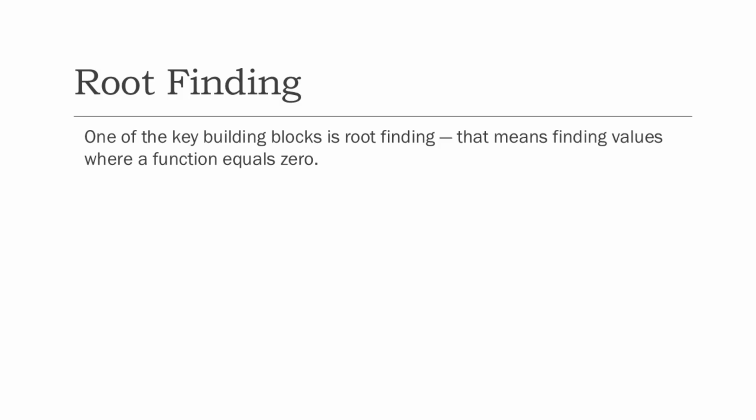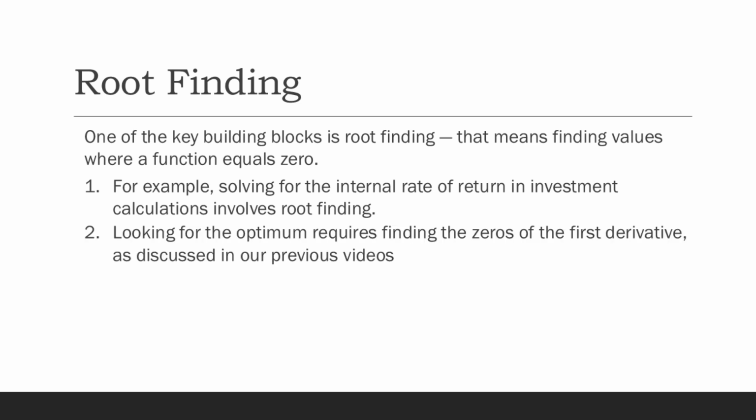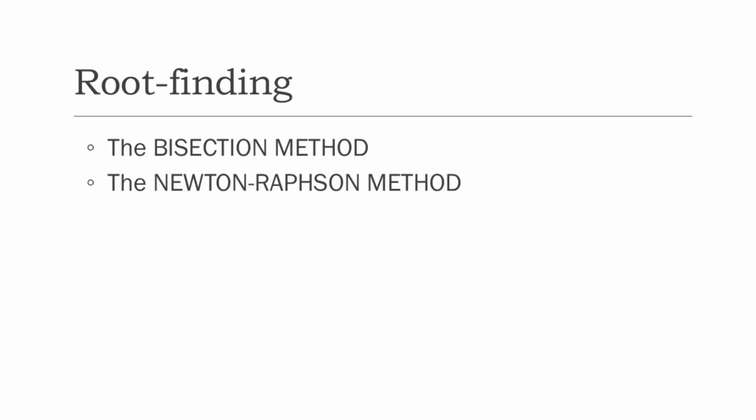We move on to root finding. One of the key building blocks in numerical analysis is root finding. That means finding values where the function equals 0. For example, solving for the internal rate of return in investment calculations involves root finding, or looking for the optimum requires finding the zeros of the first derivatives, as discussed in our previous videos. So it's a very important procedure for figuring out what the zeros of a function are. And for root finding, we're going to focus on two things: the bisection method and the Newton-Raphson method.